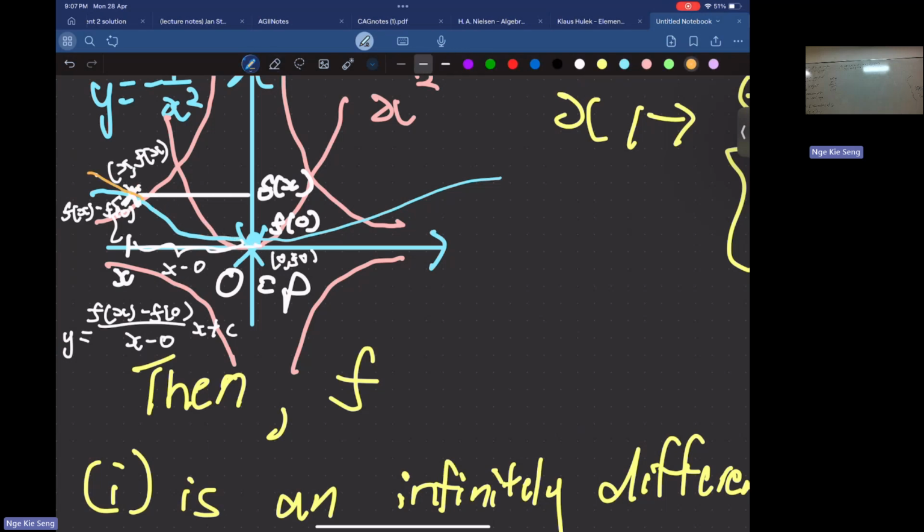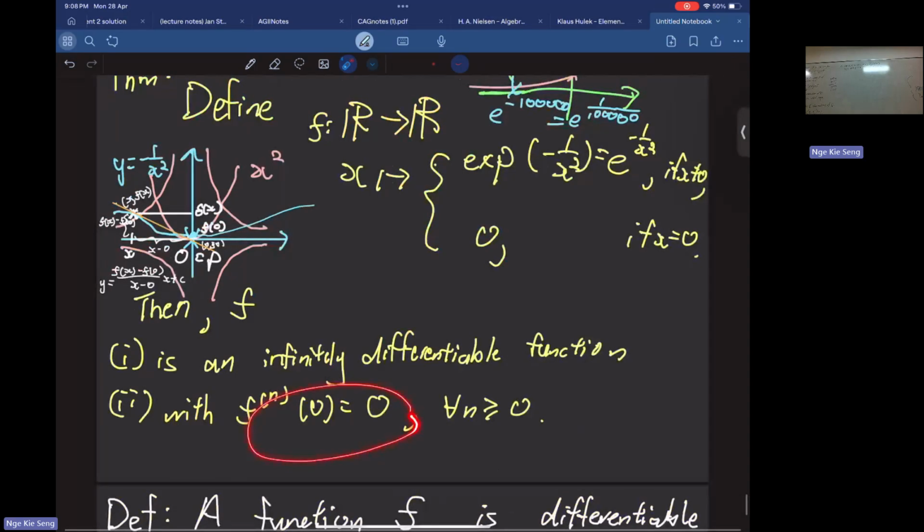So you are looking at this slope here. Then what does it mean by limit of this slope? When you take x closer to this 0, what happens to this slope? Getting flatter, flat until a horizontal line. What's the gradient of a horizontal line? 0. So that's why you got a 0 here.